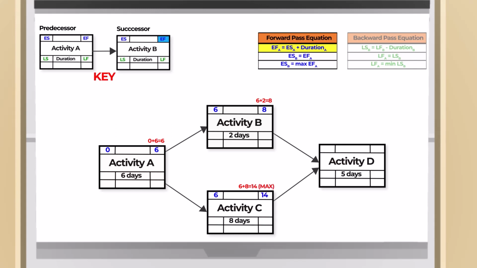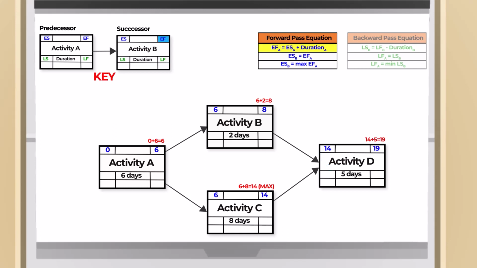For activity D's early start, we have two predecessors, activity B and C. The link indicates that once activity B and C are completed, we can begin activity D. Also, as you can see in the mathematical equation, we take the maximum of the early finish among all the predecessor activities, which is 14 from activity C. Then, lastly, the early finish of activity D will be 14 plus 5 equals 19.